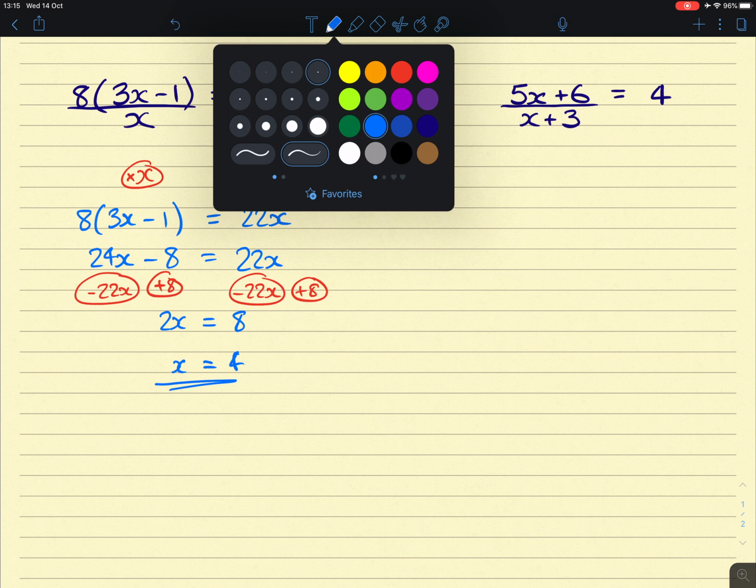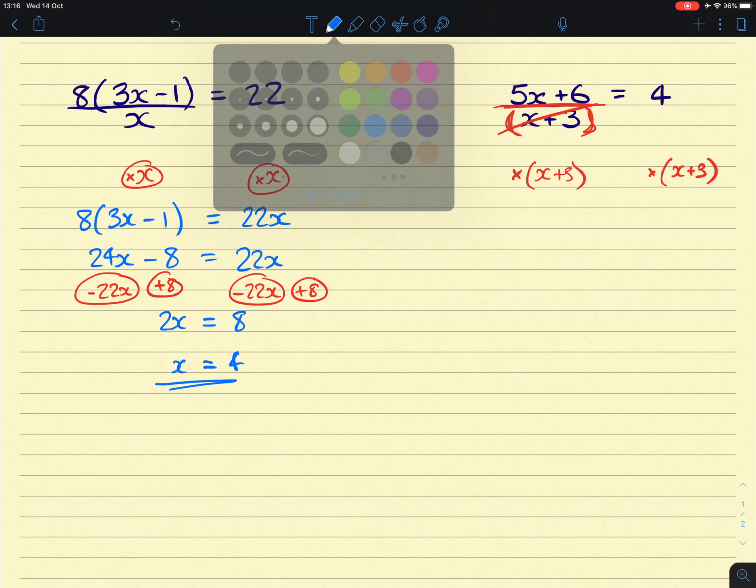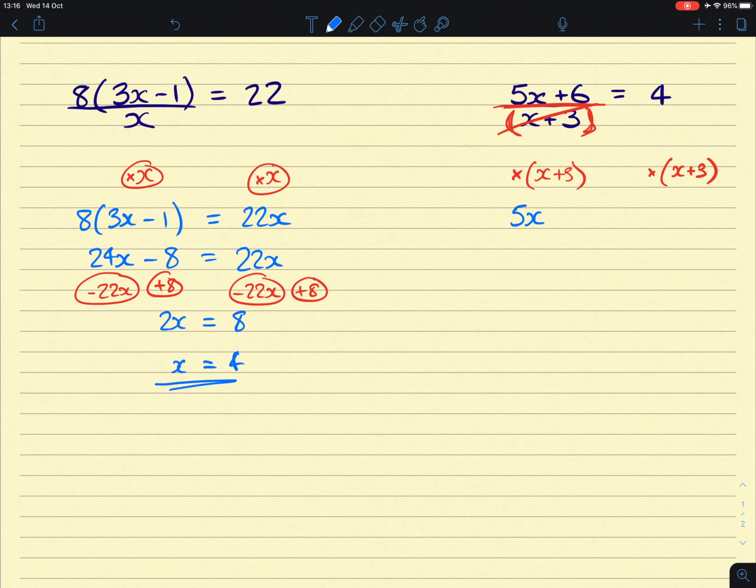Next one, the denominator is a little bit more complicated here, but it's still the same thing in principle. We have this fraction, this denominator that we need to multiply both sides by in order to make that fraction disappear. So if we multiply the left-hand side and right-hand side, both of them by this x plus 3, careful with the brackets because we need them. It's the whole of the bottom, the whole of x plus 3 that we need to multiply both sides by. That will then cancel there, leaving us with just what was on the top, 5x plus 6.